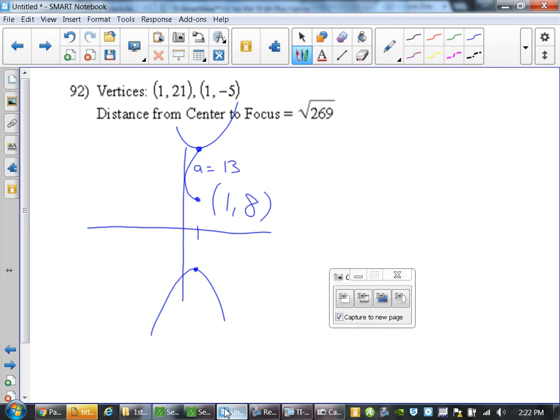21 plus negative 5 is 16. What's half of that? So that's where it is. But it's at 1. Midpoint, yeah, the midpoint is at 1.